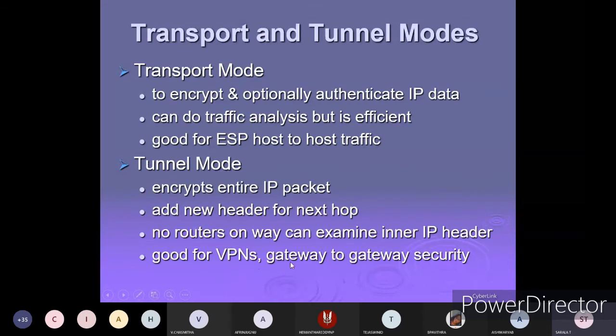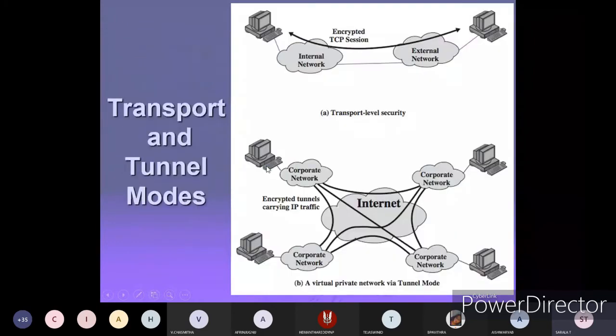It is good for VPNs and gateway-to-gateway security. If you are going for gateway security, then you are going with tunnel mode. You can see transport and tunnel mode in two different diagrams. One is showing transport level security. One device is connected to the internal network, and this internal network is connected to the external network, and then to any other system. How can we do this?